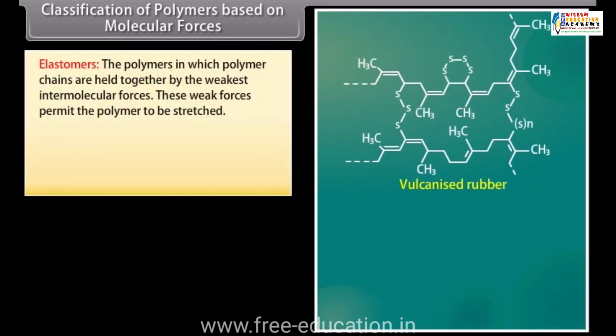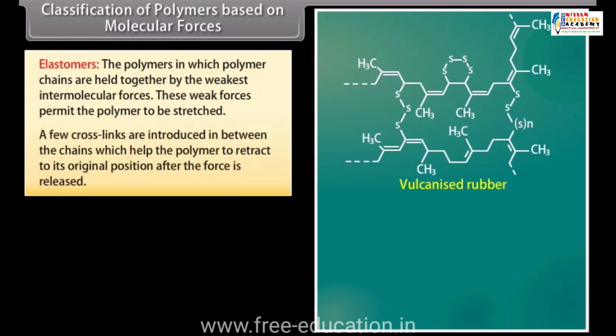Classification of polymers based on molecular forces. Under this type of classification, there are four subcategories. Elastomers. The polymers in which polymer chains are held together by the weakest intermolecular forces. These weak forces permit the polymer to be stretched. A few crosslinks are introduced in between the chains which help the polymer to retract to its original position after the force is released. For example, vulcanized rubber.